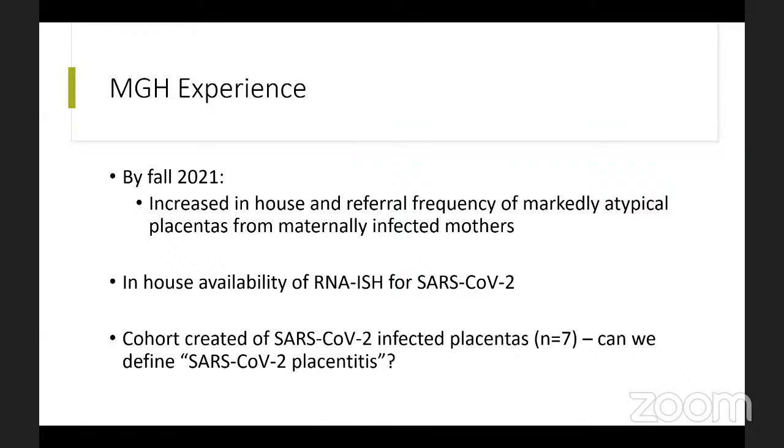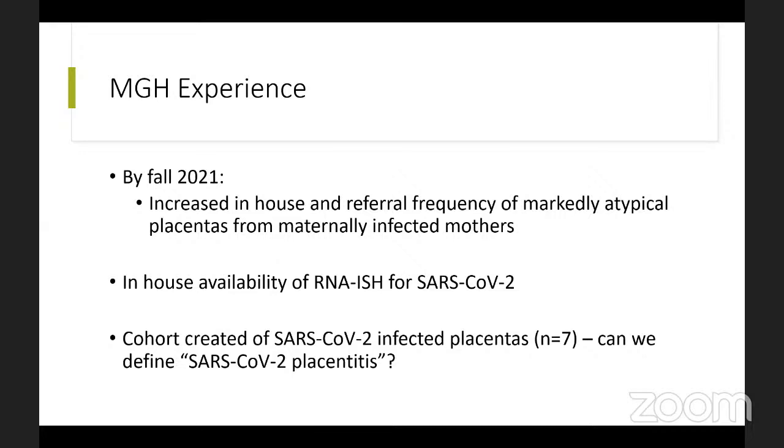Simultaneously at MGH, we were starting to see in fall of 2021 an increase in in-house cases and referral cases of markedly atypical placentas from maternally infected cases. We were developing in-house methods of doing RNA-ISH for SARS-CoV-2 and ultimately had that online by 2020. We were able to identify a cohort of SARS-CoV-2 infected placentas, a total of 7 cases, relatively early in the pandemic.